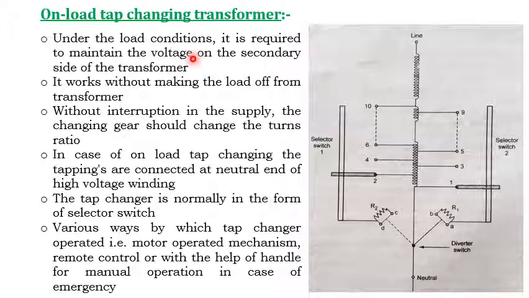So this is about the tap changing transformer. What are the types of tap changing transformer? Usually there are two types: off load tap changing transformer and on load tap changing transformer. In the next video we will come up with some more bits of this subject.